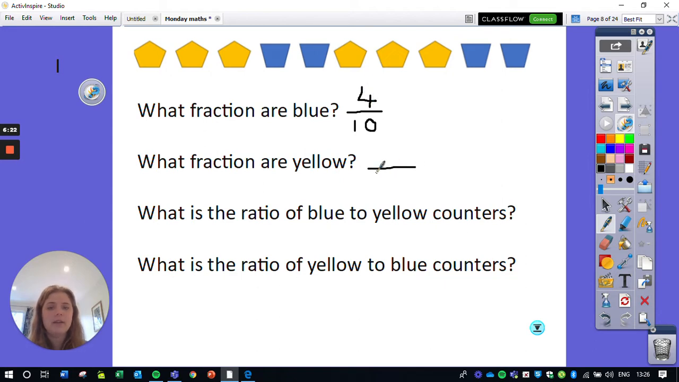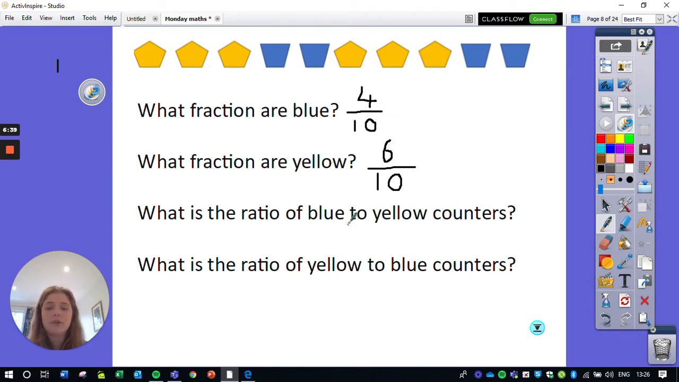What fraction's yellow? I don't need to recount the denominator, it's still 10 shapes. It's the numerator that will change now. If 4 of them were blue, how many are yellow? You could either count them or say, well, it's the rest of them. There are 10 in total, 4 are blue, so 6 must be yellow.